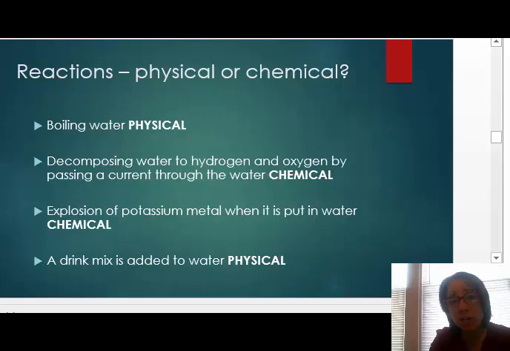All of these reactions represent changes, but not all form new chemicals. Boiling water is a physical change since no new chemical is formed. In chemistry, decomposition is always a chemical reaction. Decomposition means that a chemical breaks down into different chemicals. The decomposition of water to form hydrogen and oxygen is a chemical reaction. Explosions are also chemical reactions, and the mixing of a dissolvable substance, such as a drink mix, in water is a physical change since no new chemicals are formed.